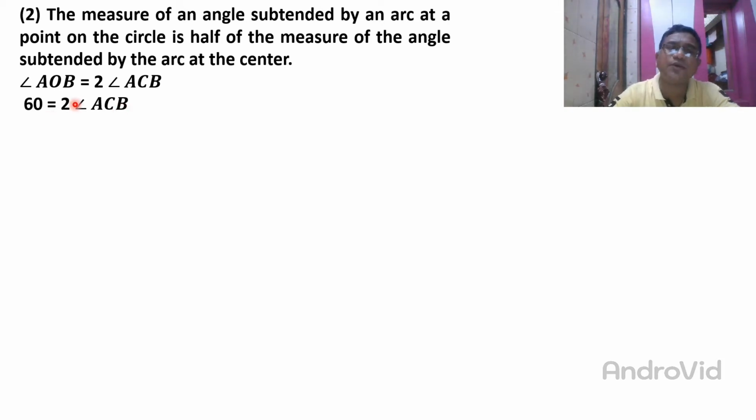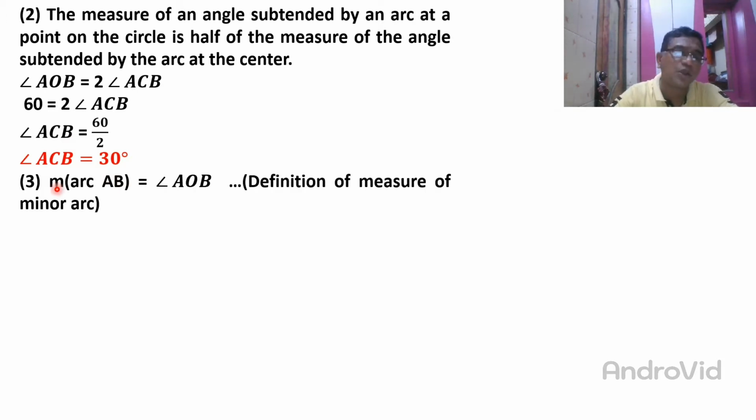Since 2 is multiplying, it goes across and divides. So you get ACB is equal to 30 degrees. 2 threes are 6, and 0. So ACB is equal to 30 degrees. This is the way we find the angular measure of ACB. Next, measure of arc AB is equal to angle AOB, by the definition of the minor arc. This is the minor arc. So arc AB is equal to 60 degrees, because it is the central angle.